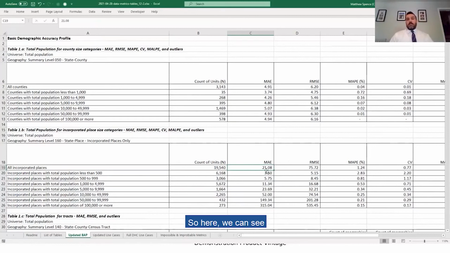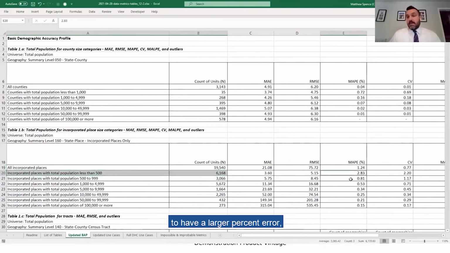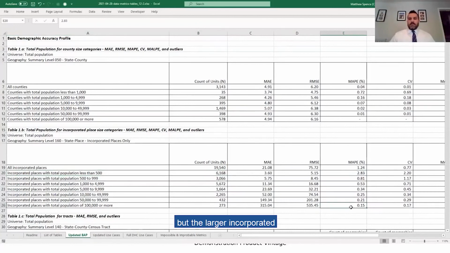And we can do the same exact sort of calculation to find statistics about accuracy for incorporated places. So here we can see that the average incorporated place gained or lost about 21 people, which, if you look at the MAPE, is about 1.2% of the population. So we can see that these places are slightly less accurate than the average county, but keep in mind that these places are frequently very, very small. You can see that of those 19,000, 6,000 of them have fewer than 500 people. So those are going to have a larger percent error, but the larger incorporated places will have similar percent error to larger counties.